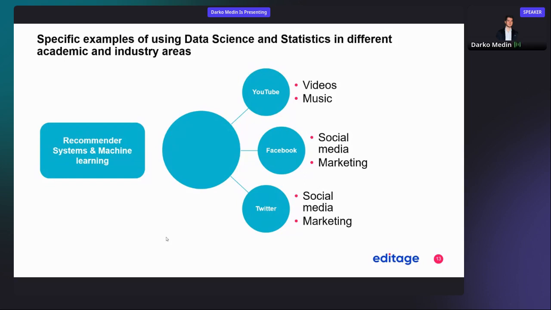For example, YouTube is mostly meant for videos and music as a platform, and it uses recommender systems for different aspects. Any video platform out there uses some recommender systems. YouTube is of course one of the largest platforms, and recommender systems are used to improve user experience so that videos and music can be recommended to users in a way that is most appropriate.